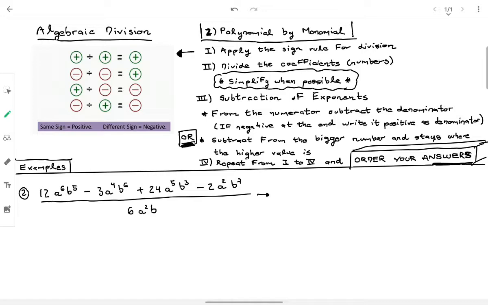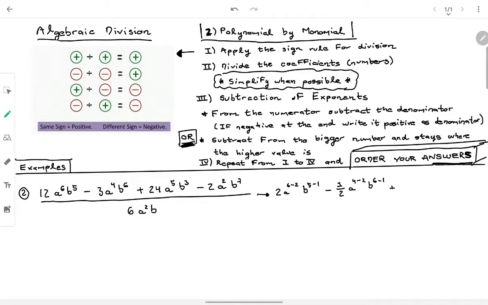So we can start with the first term, in this case 12 and 6. Positive and positive is going to be positive. 12 over 6 is only 2. Then it's going to be a to the 6 minus 2, b to the 5 minus 1. Then it's going to be negative, because negative divided by positive is negative. Then 3 over 6, which we can simplify as 1/2. Then a to the 4th minus 2, b to the 6 minus 1.